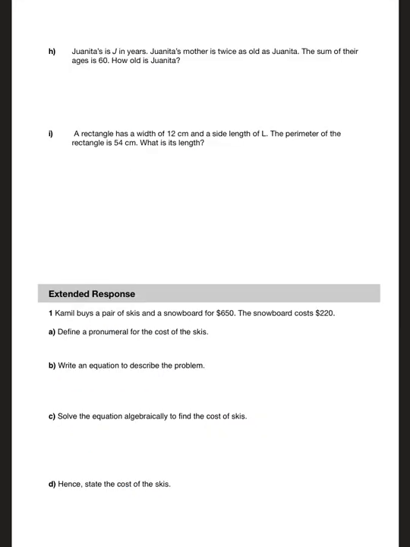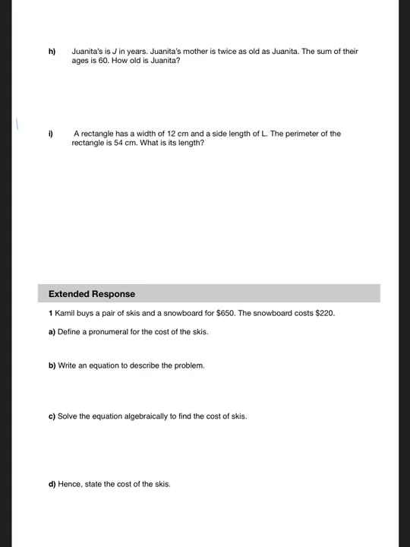Second page, it's actually a continuation of this, sorry. Juanita is J in years. So they've already given us the pronumeral for J, which is going to be years. Juanita's mother is twice as old as Juanita. The sum of their ages is 60. How old is Juanita? And I think I've said that wrong. I think it's Juanita. Sorry if that's your name. We'll go with Juanita from now.